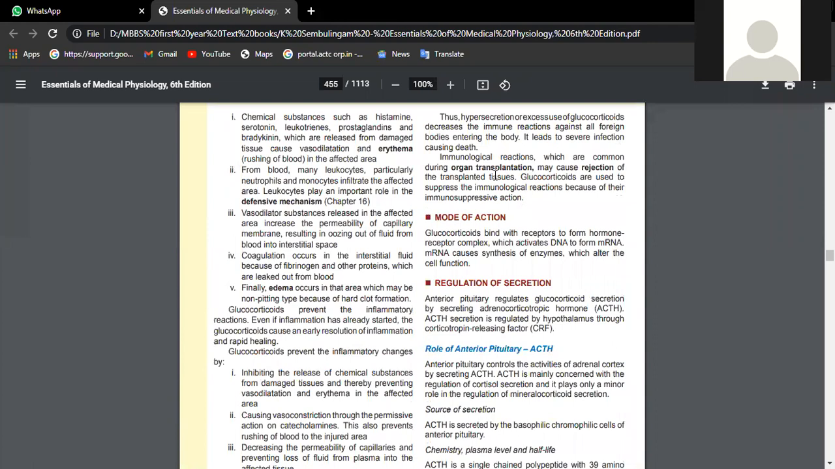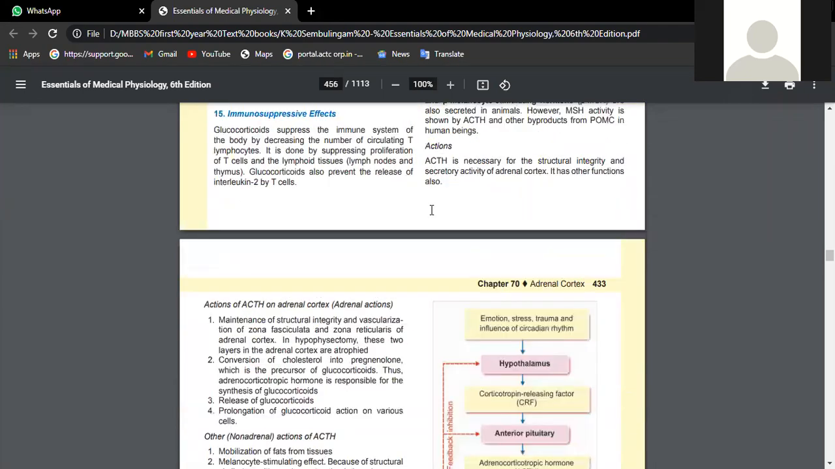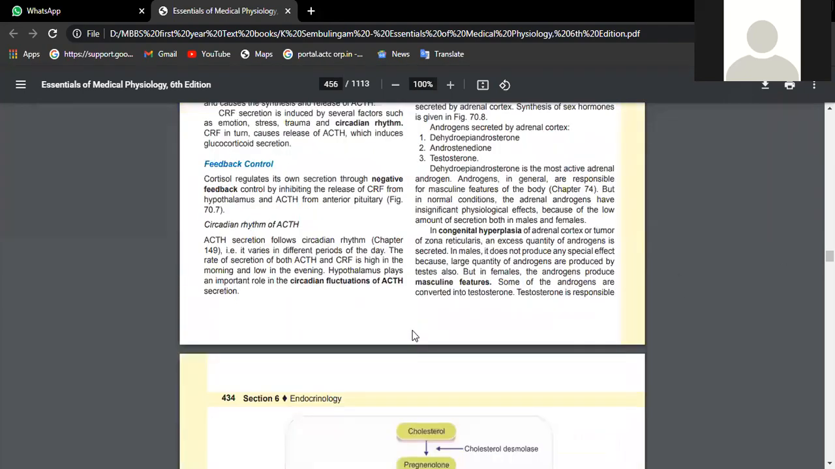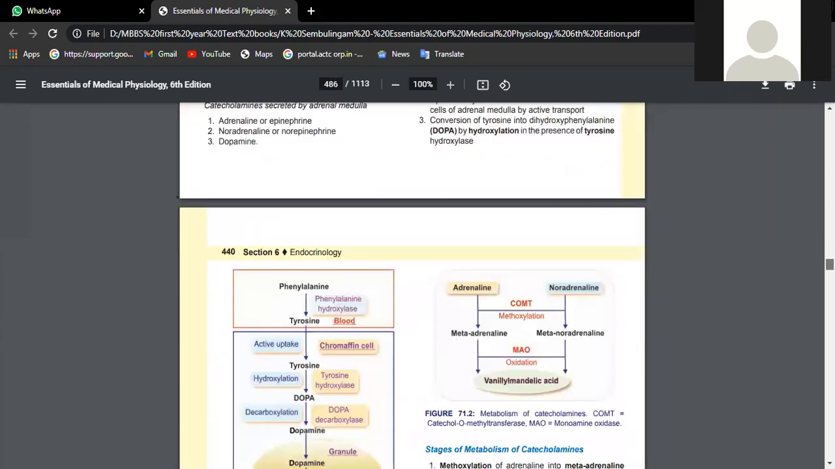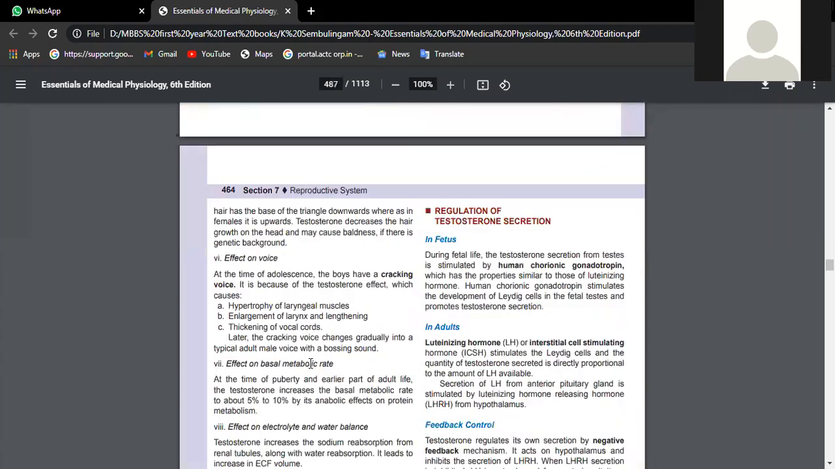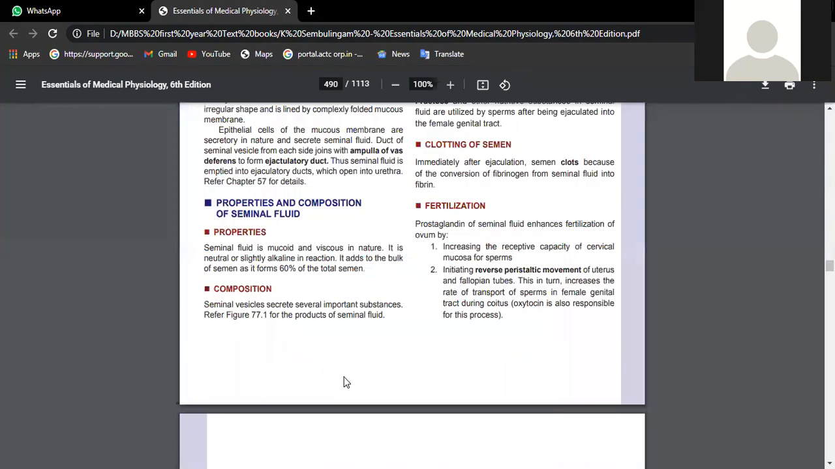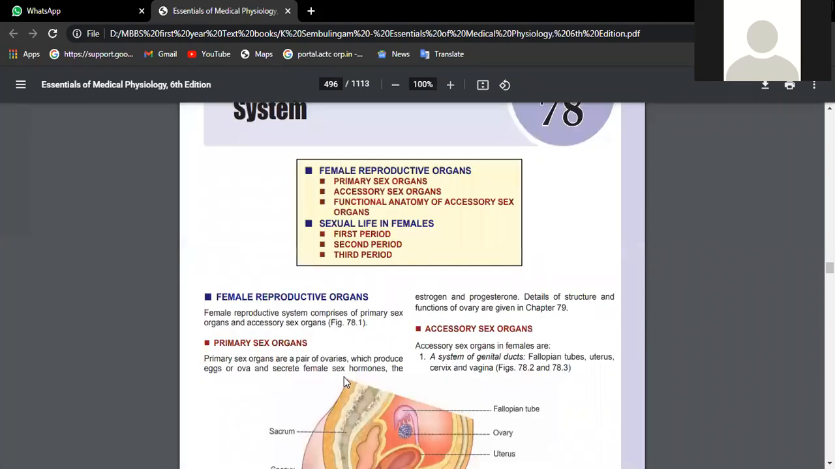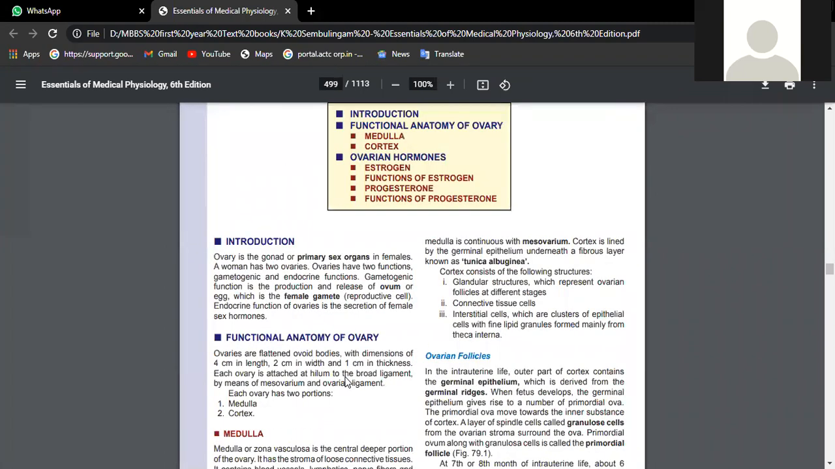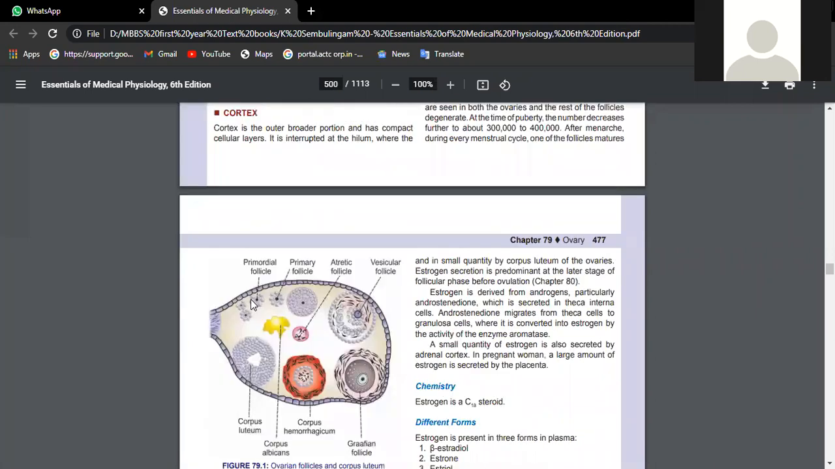The last question we have here is the endometrial cycle, for 5 marks. That is nothing but the menstrual cycle. So, what is the menstrual cycle? What are the hormones responsible for the menstrual cycle? Estrogen and progesterone. The ovarian cycle will also be there.